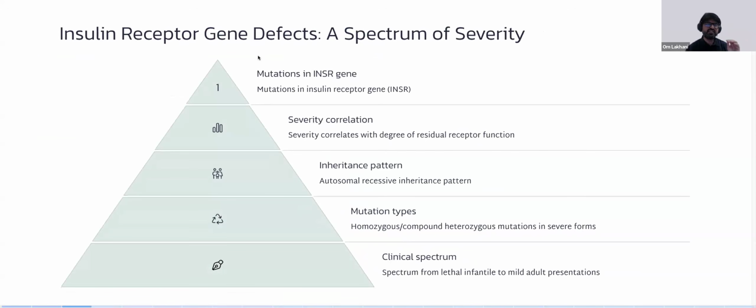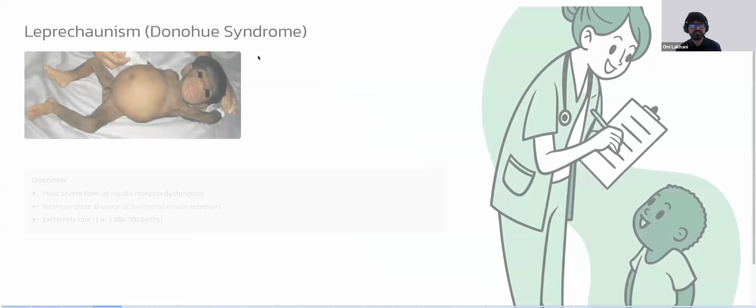And the defect is basically in the INSR gene. So you have a mutation in this gene. And again, the severity of this correlates with the survival of the patient, right? Generally, they're autosomal dominant or autosomal recessive conditions. And generally the patient would have either a homozygous or a compound heterozygous mutation. And that's how clinically they would have these syndromes, right?